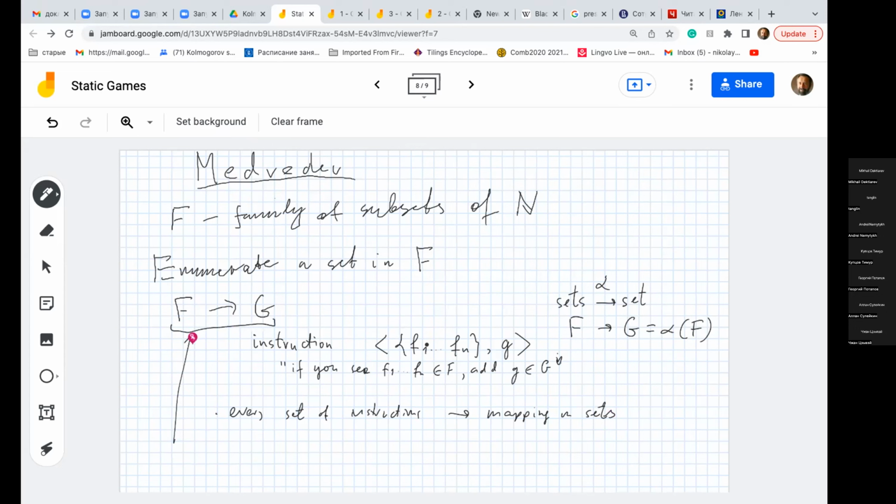Then F implication G consists of all instruction sets that map all elements of F into some element of G. For example, if F and G both consist of only one single set, then this is the set of all instruction sets that map the first set to the second one. So to say, it's the problem to reduce one set to another one.